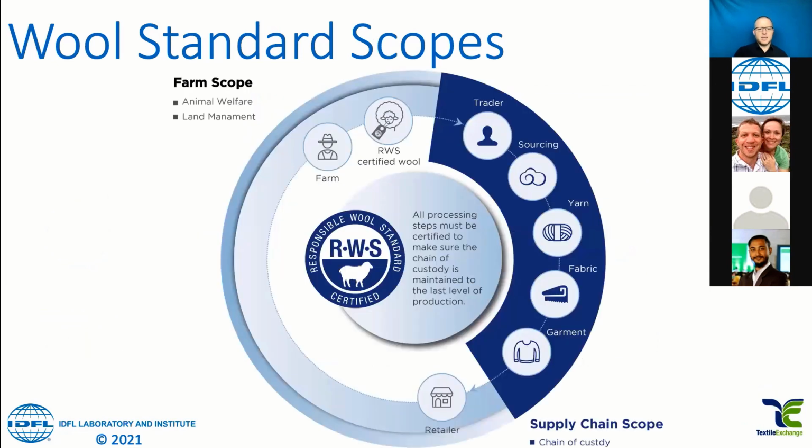You can see in the standard scope right here that there is some animal welfare. One thing that is very unique for the RWS is the additional land management aspect. This is basically making sure that the animals and the land that they're grazing are being taken care of. In certain locations, particularly in the United States, crop rotation and three-year rest cycles are required for a lot of the different farms located there.